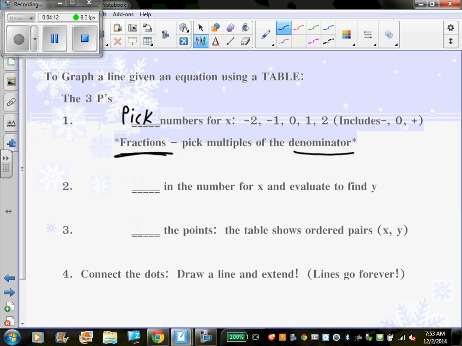Next thing we'll do is we will plug in the number for x and evaluate to find y. And lastly, we will plot the points. Notice that this table has x's and y's, so we're going to be making ordered pairs. And lastly, we'll connect the dots. So let's see how this works.